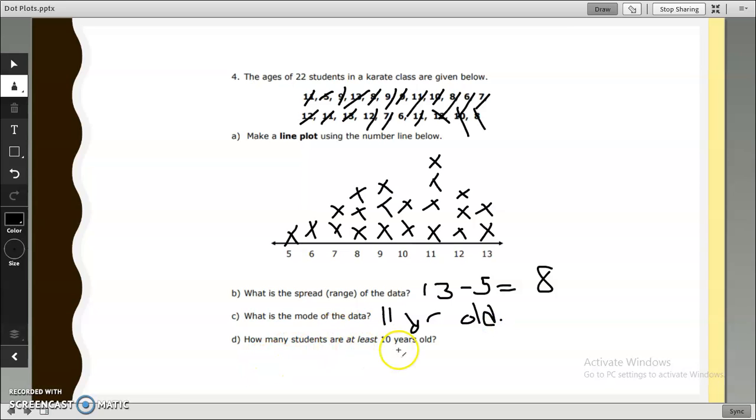How many students are at least 10 years old? So 10 years old and older, right? Let's count. We have 1, 2, 3, 4, 5, 6, 7, 8, 9, 10, 11. So there are 11 students that are 10 years old or older, or at least 10 years old. And I hope that this example helps.